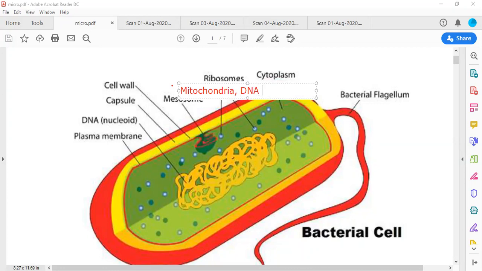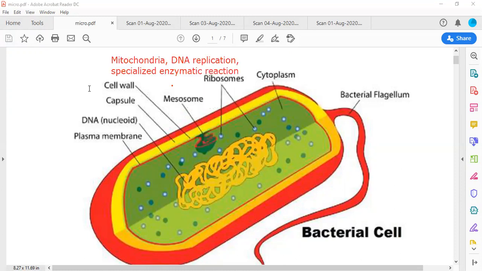Replication, and having some specialized enzymatic reactions. Don't ask me what these enzymatic reactions are. I really do not know what these are. Okay, so these are some important applications and functions of the mesosome. Okay, so you need to remember.